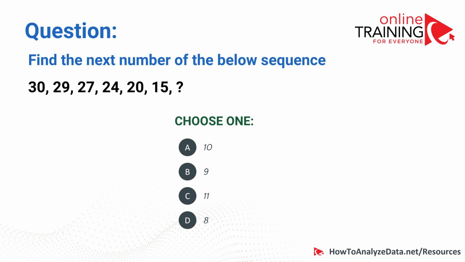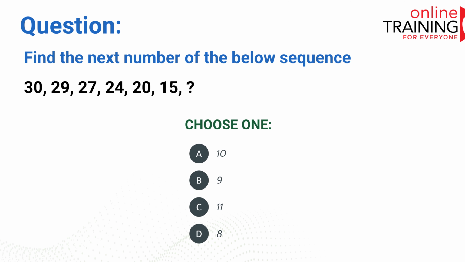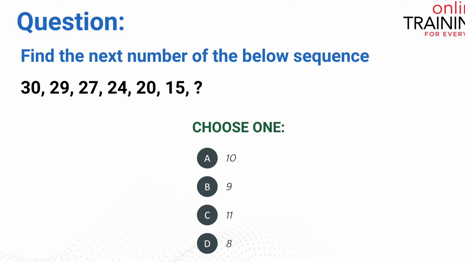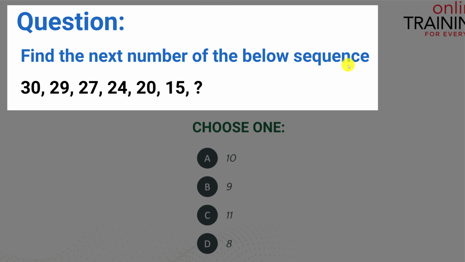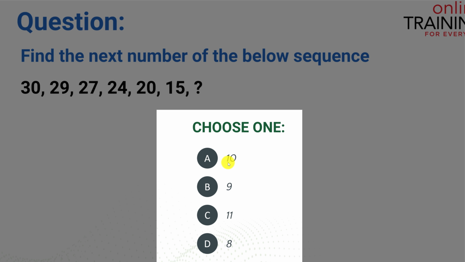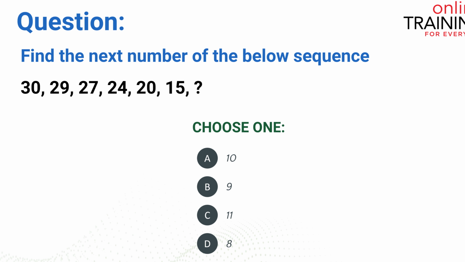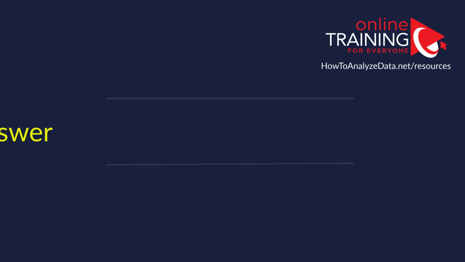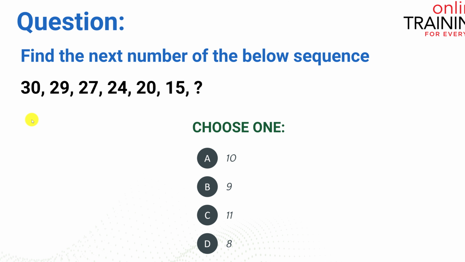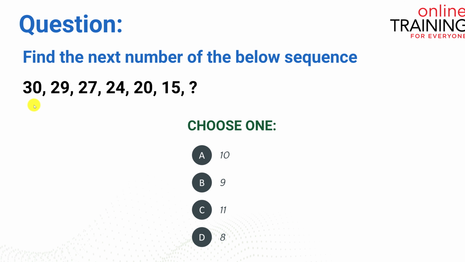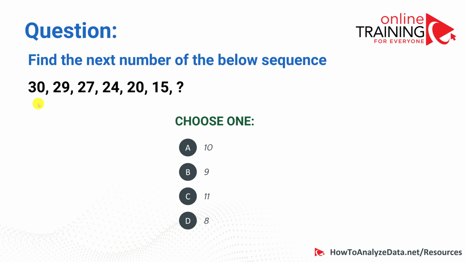So here's the question, which is frequently used as part of numerical reasoning and logical reasoning tests. Find the next number of the below sequence. And you have a series of numbers, 30, 29, 27, 24, 20, 15, and you have four different choices: 10, 9, 11, and 8. Which one do you think is right? And how would you even approach answering something like this? The key to answering something like this, in these types of questions in general, is to detect the pattern.